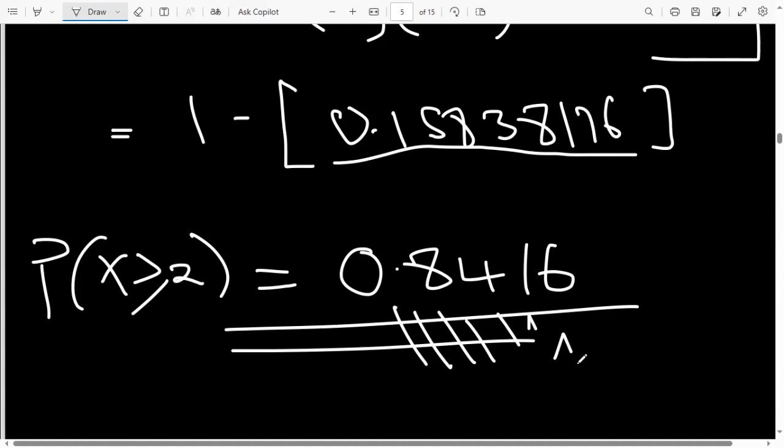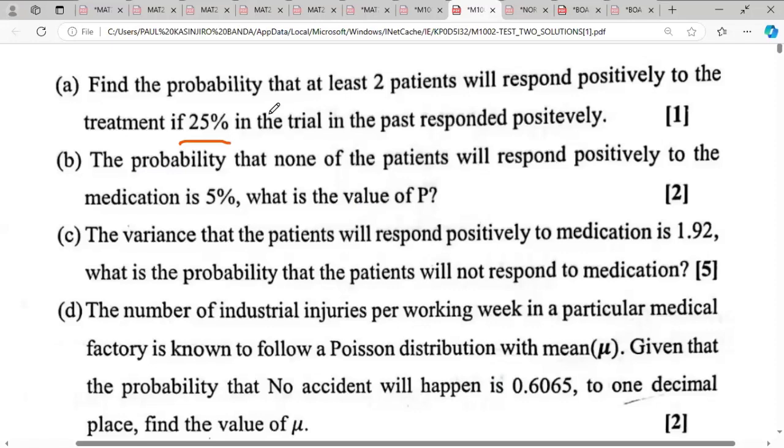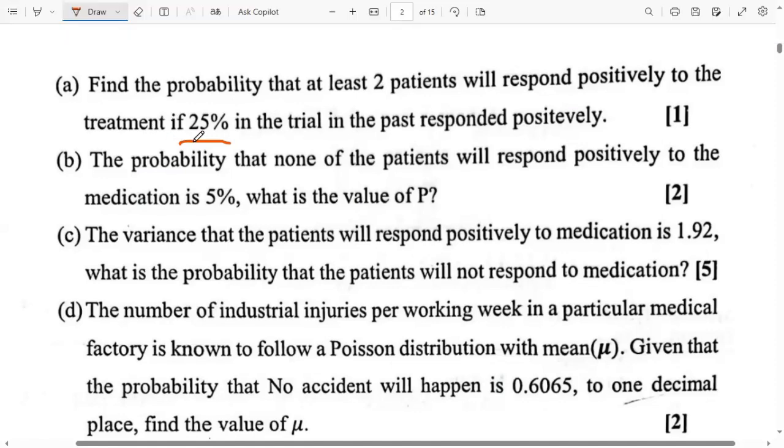Okay, so I remember I mentioned it. You look at what you are given in the question. If the question is giving you a fixed number of trials and a probability of success, then definitely that is a binomial distribution. Let me show you in the question. They are saying find the probability that at least 2 patients will respond positively to the treatment if 25% in the trial are positive. So this 25% here is the probability of success.